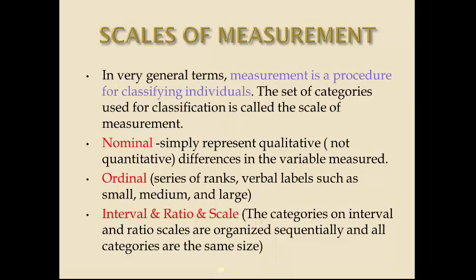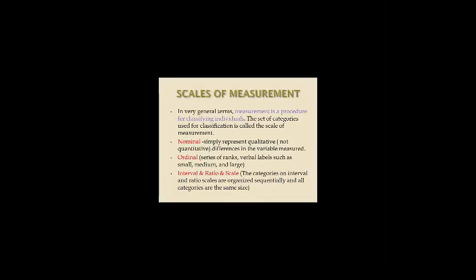Ordinal scale is when you rank your subjects based on the quantity or quality of the construct that you're measuring. Like, for example, if you rank them based on their size, such as small, medium, large, or young, old, older. This kind of ranking is all under the ordinal category.